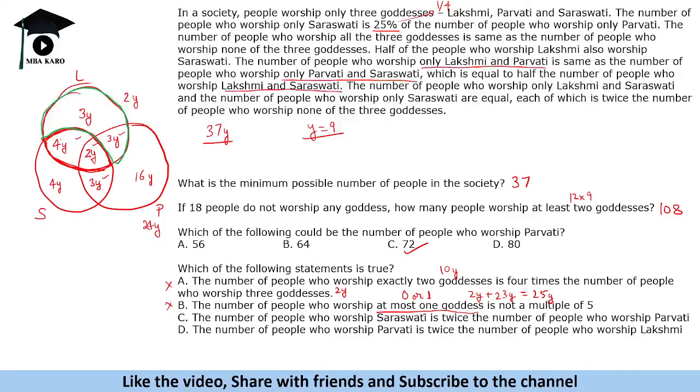The number of people who worship Saraswati is twice the number of people who worship Parvati. Saraswati is 7, 7 plus 6, 13y, right? So this is less than Parvati, so this cannot be twice. Even if it said half, that was not correct. The number of people who worship Parvati is twice the number of people who worship Lakshmi, so that should be correct. Let us just verify. So this is 6y plus 6y, total is 12y, and this is 24y, so this is twice of 12. So that is how we are going to solve this set, and that's the answer to the questions.